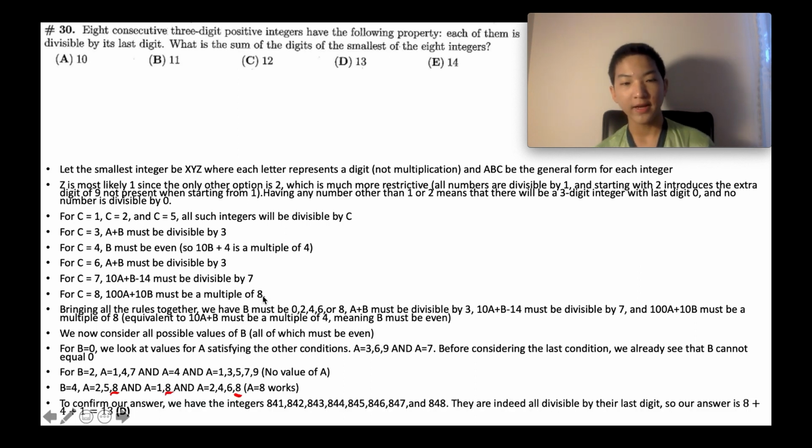So to confirm our answer, remember A represents the hundreds digit, B represents the tens digit, and C represents the units digit. So you have the integers 841, 842, 843, 844, and all the way up to 848. If you were to check them, they are indeed all divisible by their last digits. The smallest of them is 841, and the sum of its digits is equal to 13.